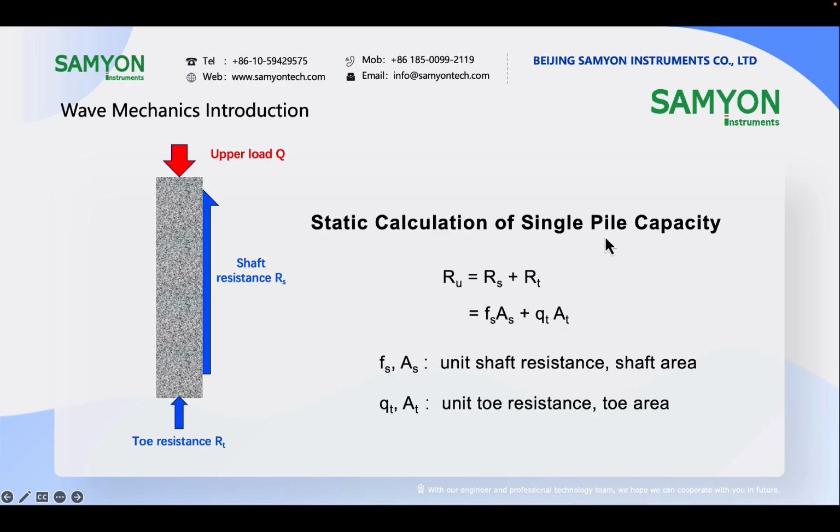So the pile capacity is calculated like this. RU equals RS plus RT, while RS is the shaft resistance and RT is the toe resistance. And we can calculate shaft resistance RS with Fs times As. And Fs is the unit shaft resistance, and As is the shaft area. And RT can be calculated using Qt times At. And Qt is the unit toe resistance, and At is the toe area. And this is how we calculate a single pile capacity.